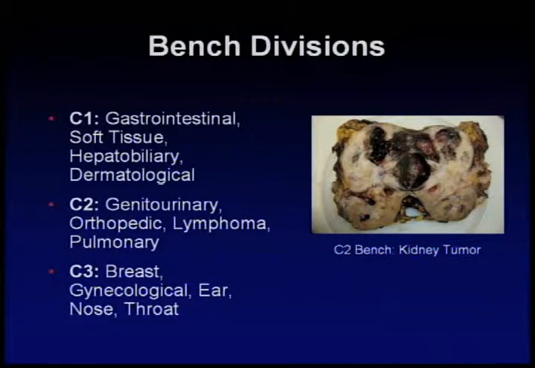The benches are divided as follows. Our C1 bench has gastrointestinal tissue, soft tissue, hepatobiliary, and dermatological tissue. Our C2 bench has genitourinary, orthopedic, lymphoma, and pulmonary tissue. Our C3 bench has breast, gynecological, ear, nose, and throat tissue.